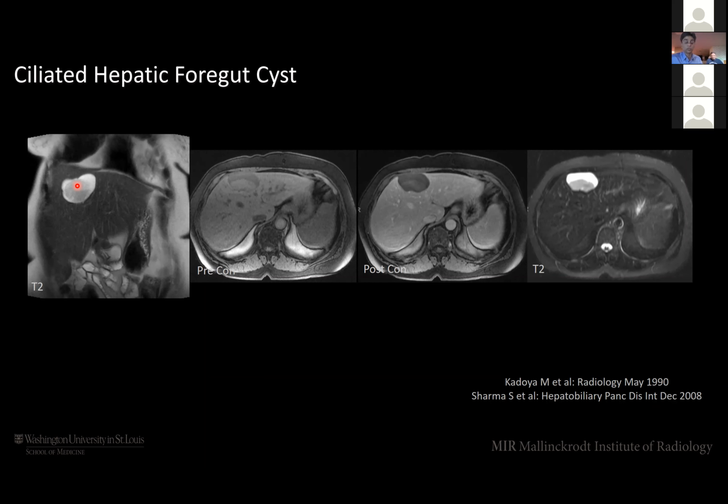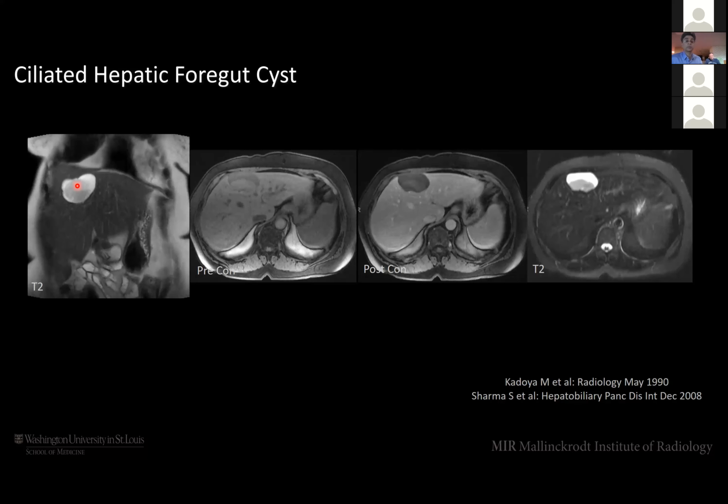People don't think about this entity. This is a very benign entity. Very rarely, they say, in terms of malignancy, we have never really encountered malignancy in these patients. When we see this, we do call it a ciliated hepatic foregut cyst. The patient is symptomatic because of capsular stretching. They may get surgery, or they typically get observed.